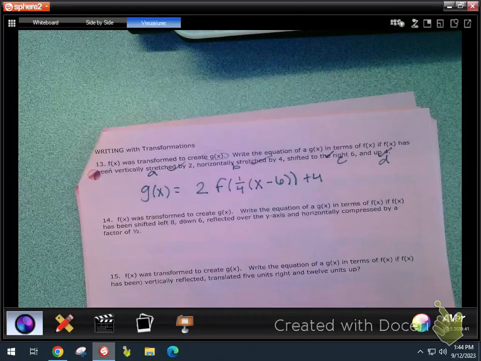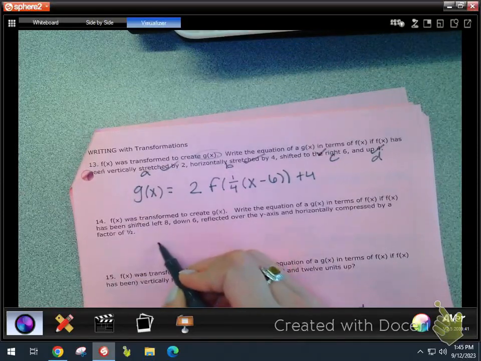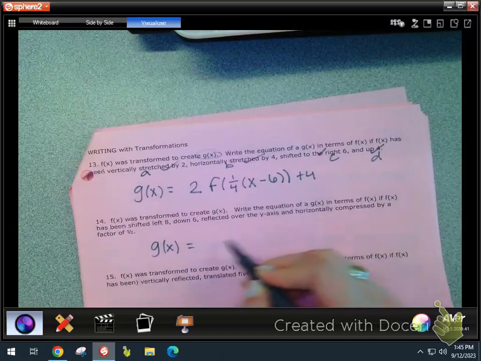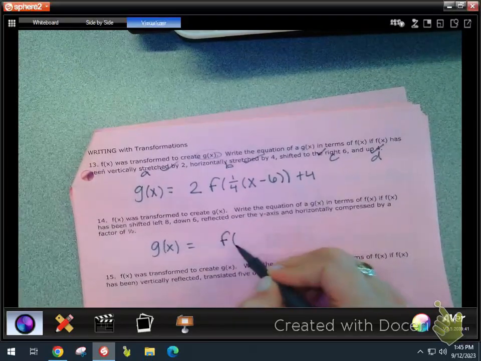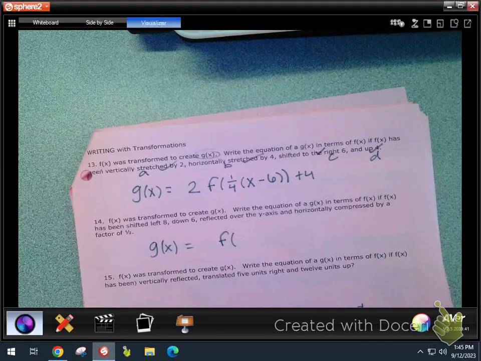Let's try one more together, and then I'm going to give y'all some time to work on your own before we do a check for understanding. Okay, hopefully after today, all the puzzle pieces are going to go together. F of x was transformed to create g of x. How do I start? G of x equals, and I'm going to go ahead and put F parentheses right there. Okay, because that's what I'm working from. All right, we've been shifted left 8.